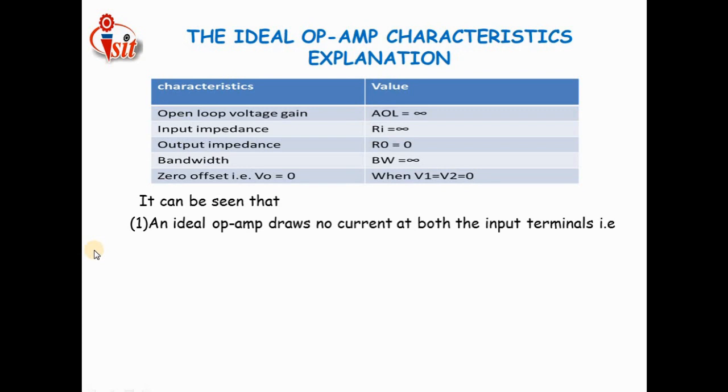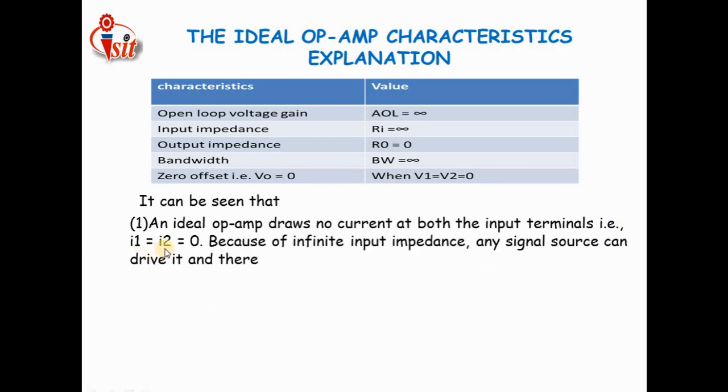first, an ideal op amp draws no current at both the input terminals. That is, I1 is equal to I2 is equal to 0 because of the infinite input impedance. What it shows is that the input impedance is infinite. For that reason, I1 and I2, the currents at the inverting and non-inverting input terminals, are 0. Any signal source can drive it, and there is no loading on the preceding driver stage.